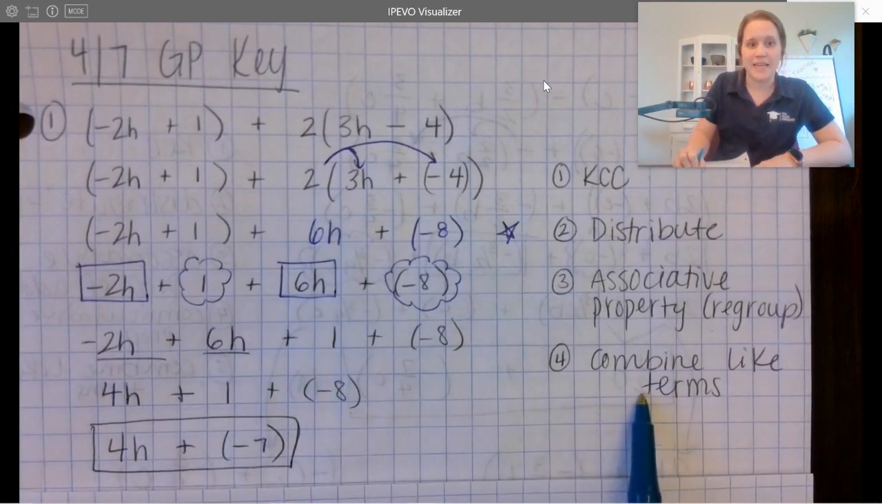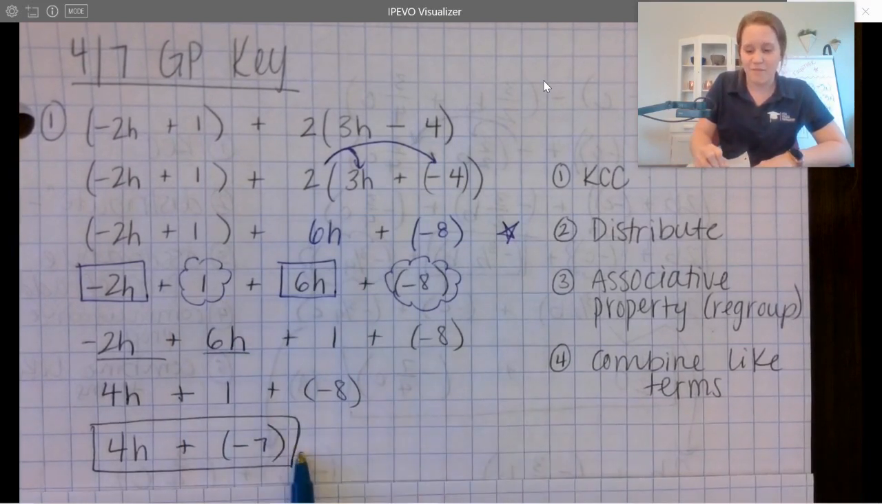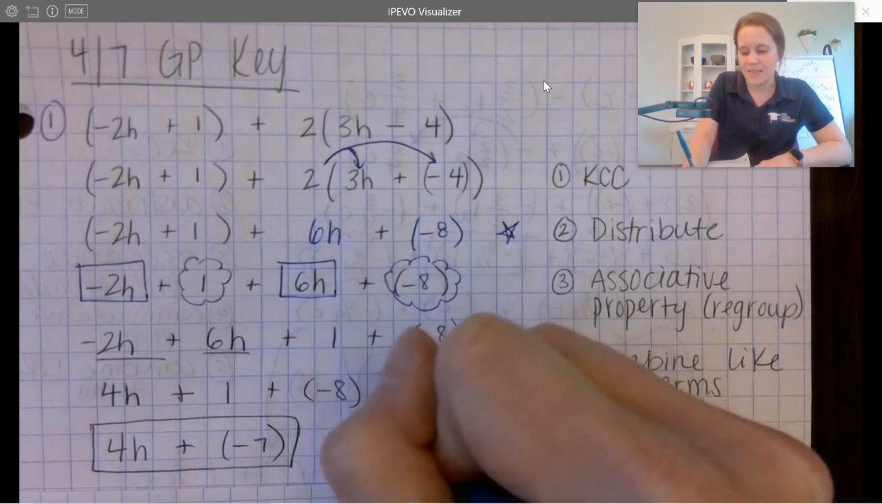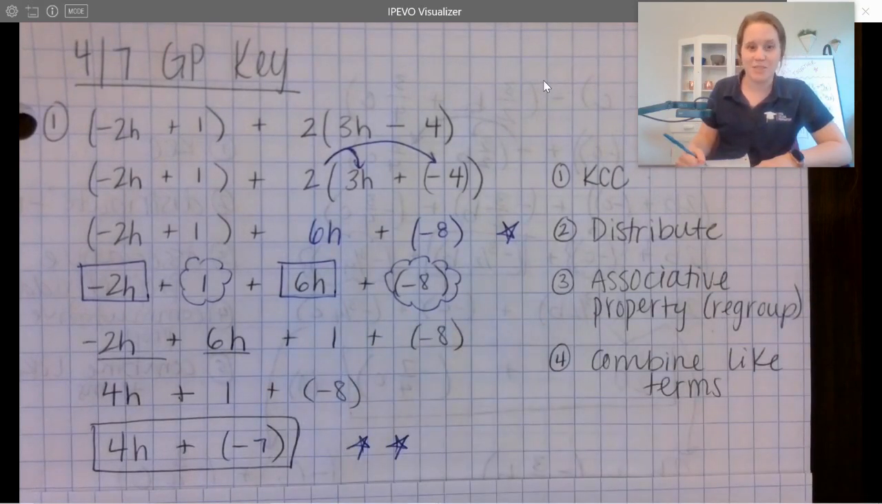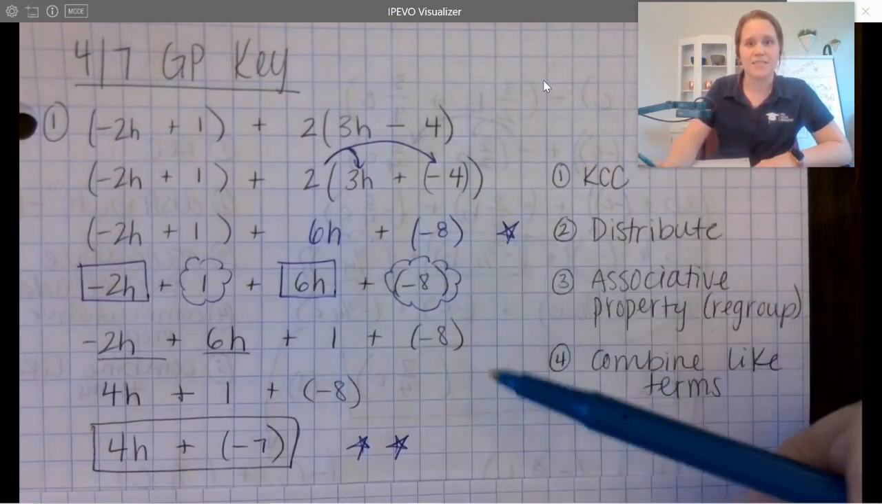Last step was to combine like terms. When I did that, I got 4h plus negative 7. Okay. Give yourself a couple of big stars if you got that. So a lot of steps in that question, a ton of places to make a little mistake. But chances are, even if you made a little mistake, you did do some of these steps correctly.